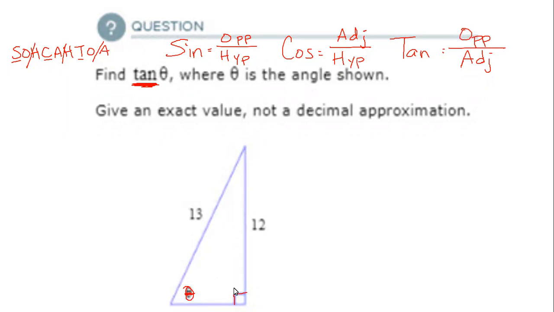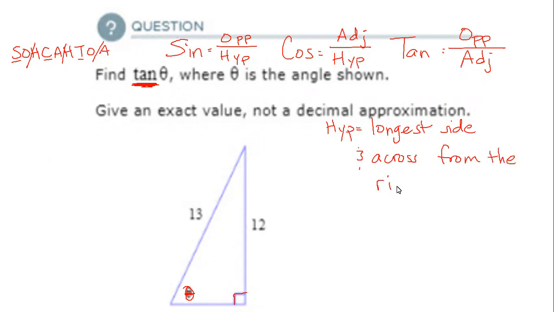Two ways you can think about it. Hypotenuse is always the longest side. It is always the longest side. And it's always across from the right angle. So here's my right angle down here. Across from that is my hypotenuse. That's my hypotenuse. And that has nothing to do with where theta is. That is always true no matter what. That is always across from the right angle, and it is always the longest side, 100% of the time when you're talking about right triangles.